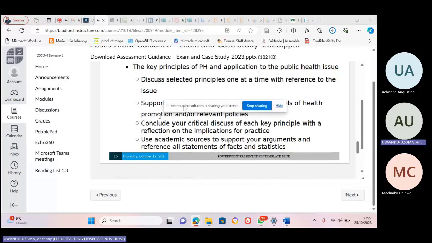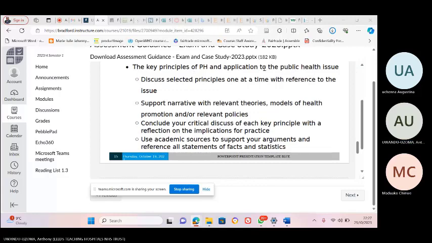Okay, see, they even gave you guidance. I didn't even know. Because it said discuss selected principles. Are you seeing that? One at a time. Support with what? Relevant theories. So they even gave you exactly what. Then when they say critically discuss, you see, that means what? Give different definitions, give the advantages and disadvantages with references. And with what? See, with a reflection. Oh, you see that? As if they knew my mind. I didn't even see this. So with a reflection on the implication for what? Practice.